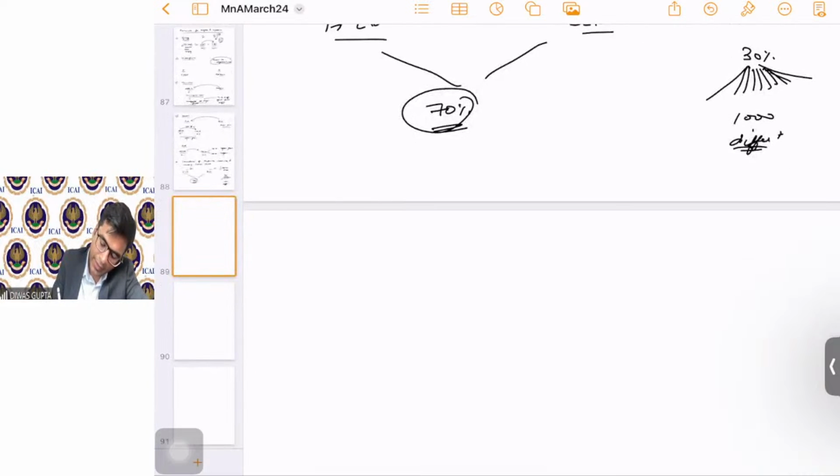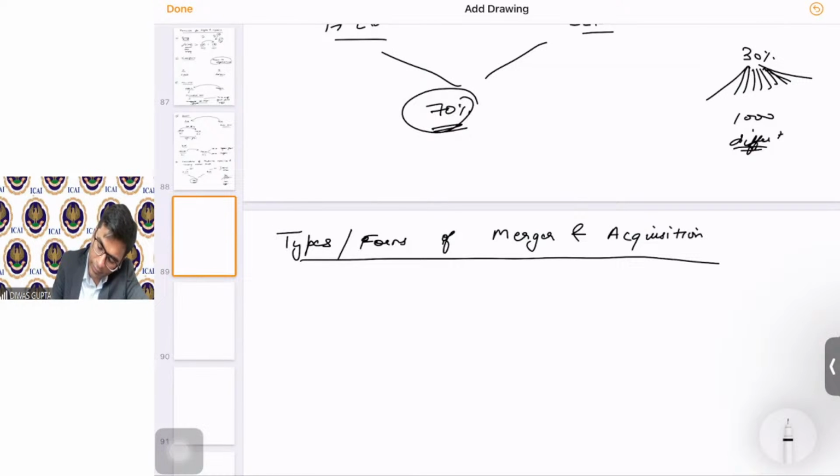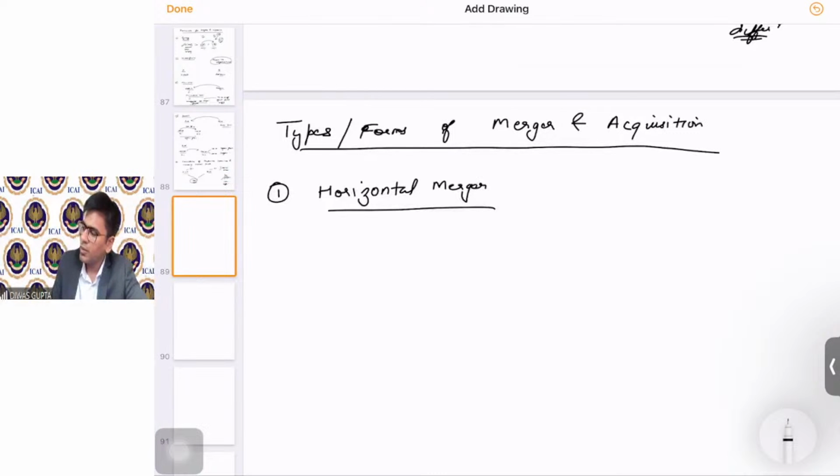Now let us also understand the second topic, types, or let's say forms of merger and acquisition. So first one is horizontal merger. So let's say there is one industry.